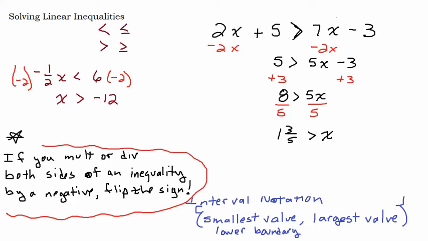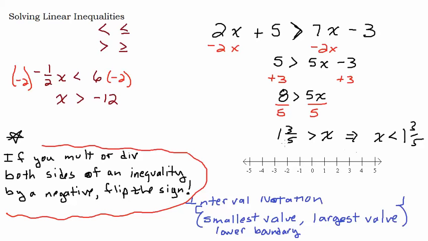I'm glad we did this one because a lot of people are used to having the x on the left-hand side, and it kind of messes them up when the x is on the right-hand side. So 1 3/5 is greater than all my x's. Another way we could think of this is that my x's are less than 1 3/5. If 1 3/5 is bigger than x, that means my x's are less than 1 3/5.